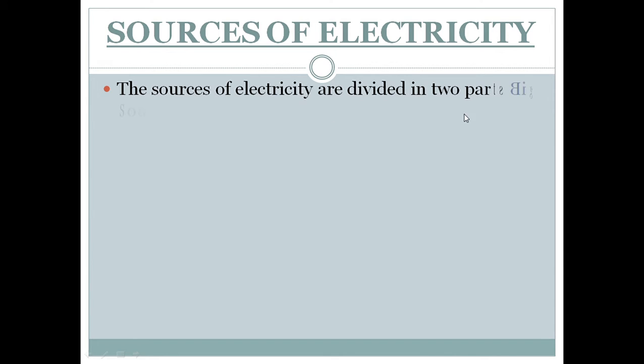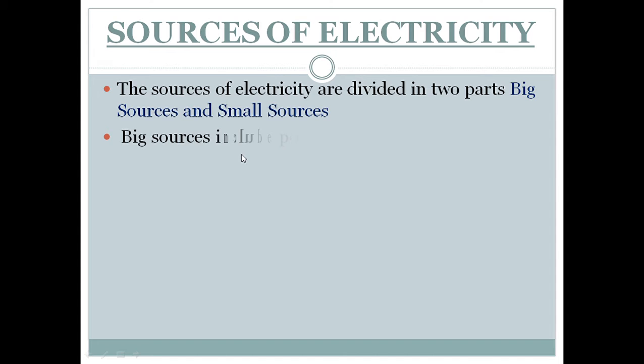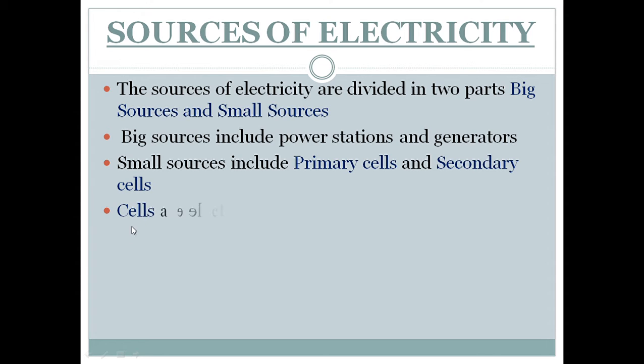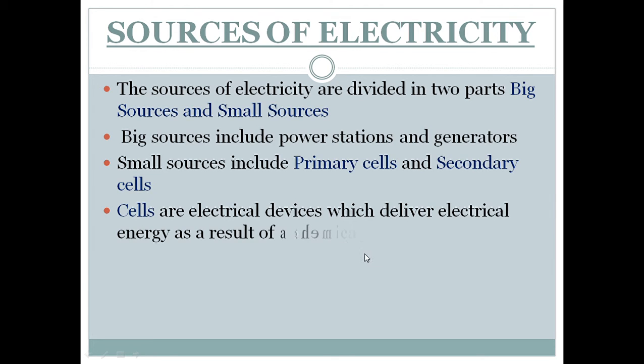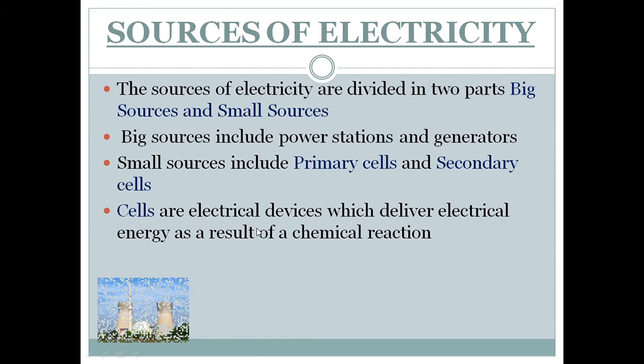Next up, we have sources of electricity. The sources of electricity are divided into two parts: big sources and small sources. Big sources include power stations and generators. Small sources include primary cells and secondary cells. And cells are electrical devices which deliver electrical energy as a result of chemical reaction.